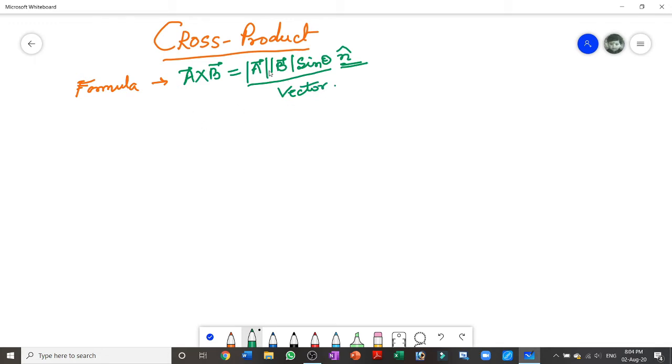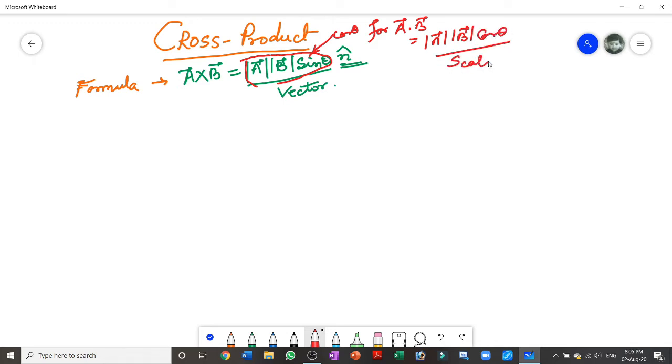In scalar we have only this portion. For a scalar term, that is for the dot product, we have only this much, and instead of sine we have cos theta. For A vector dot B vector, we have mod A vector mod B vector into cos theta. So it is a pure scalar quantity, while this is a vector quantity.